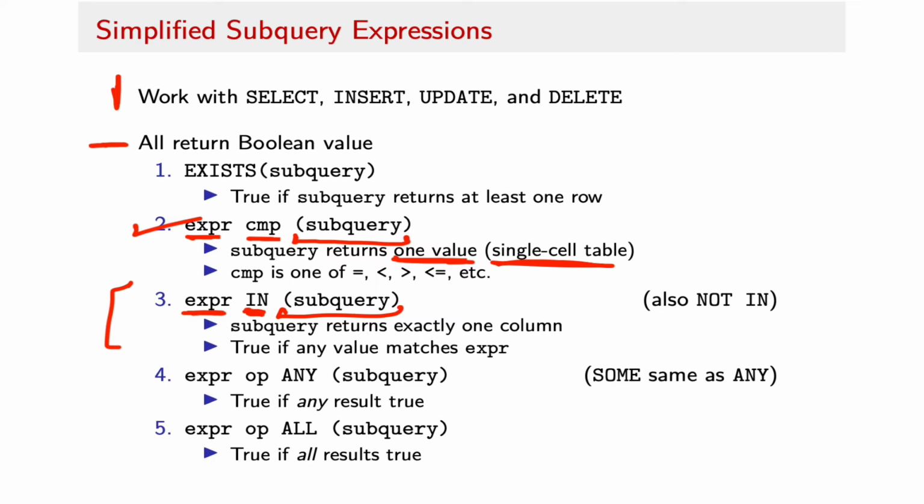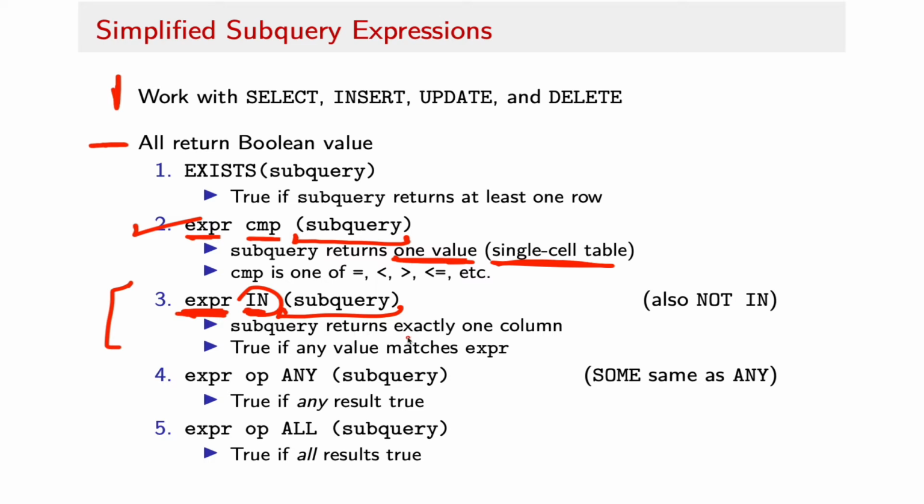Now, what do we mean by set in this context? The idea here is that that subquery is going to return a single column table. And what we're going to do is go through that entire single column and see if the value of this expression occurs in any of the rows of that single column. And if so, this in expression will test true. And if the value of that expression doesn't appear in any of the rows of that single column table, it's going to evaluate to false.